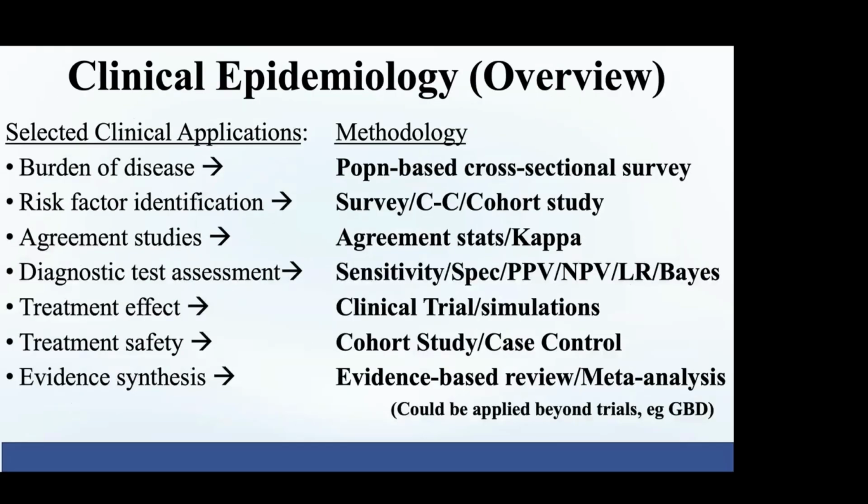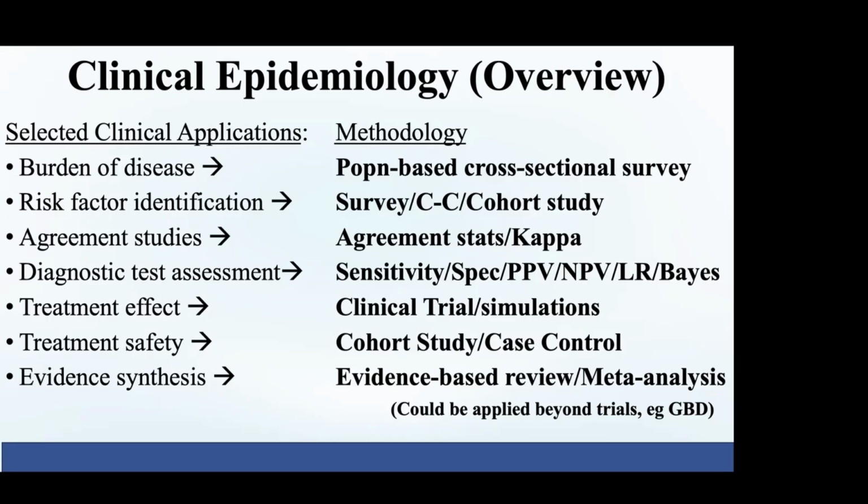So looking into clinical epidemiology, which I'll spend the rest of the talk on, there are various methodologies of which this is just a selection. Burden of disease would typically be addressed with a population-based cross-sectional survey, risk factor identification and treatment safety with cohort studies and case control studies, and survey studies could be done, which is less useful because you only have cross-sectional information. Agreement studies can be done with agreement statistics and kappa calculations. Diagnostic test assessments can be done with sensitivity, specificity, etc., calculations and the use of Bayes' theorem.